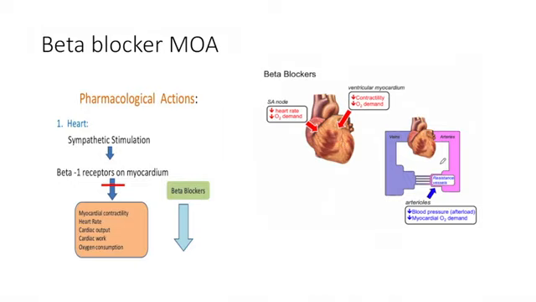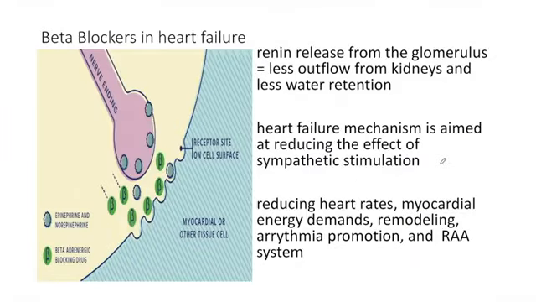Beta blockers decrease sympathetic stimulation by basically blocking adrenergic stimulation. Beta 1 receptors are on the myocardium, so you are blocking that and decreasing myocardial contractility, heart rate, output, work, and oxygen consumption. Here is again that beta adrenergic receptor on the cell site, myocardial or other tissue. Epinephrine and norepinephrine are the neurotransmitters that are released. It also decreases renin release from the glomerulus, less outflow from the kidneys, and less water retention.